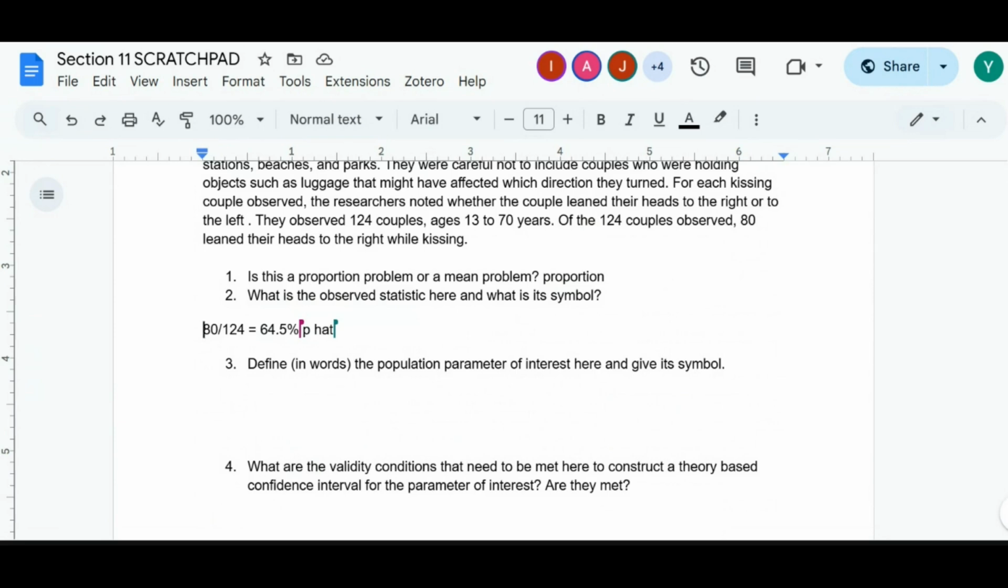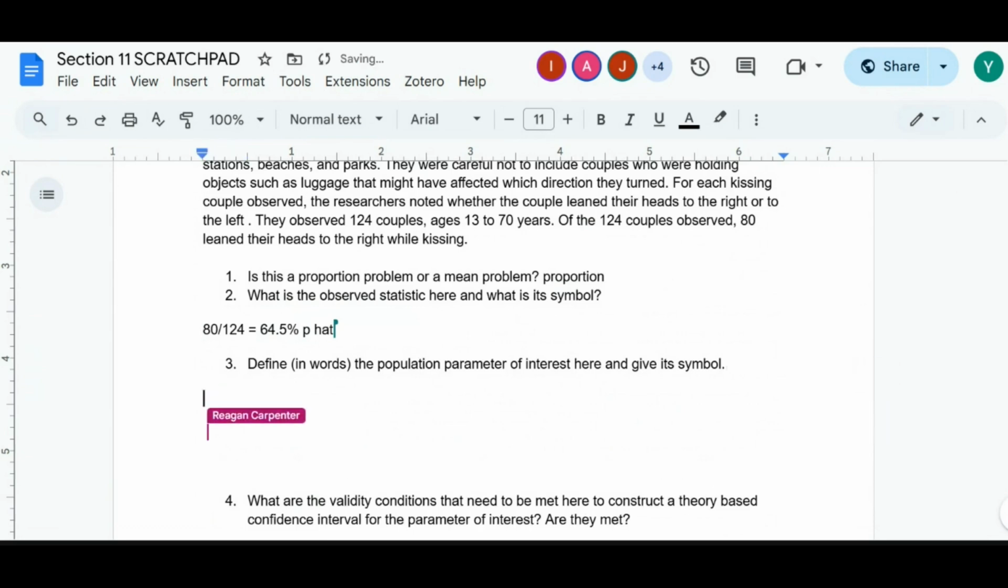Pi would be, every time you start a parameter, these words should always start the definition: the long run proportion. Yes, it's a proportion, not a mean. In this question, it's couples that lean. People, yeah, I would say couples. Couples that lean when kissing. Yeah, that's right. That is perfect. How do I know that's the definition? Because that's what I'm talking about. I'm not interested in a mean. I could be, but I'm not in this question. I just want to know the proportion of couples who lean right when they kiss.